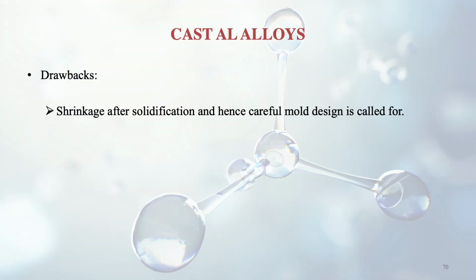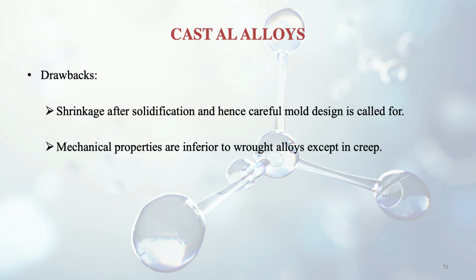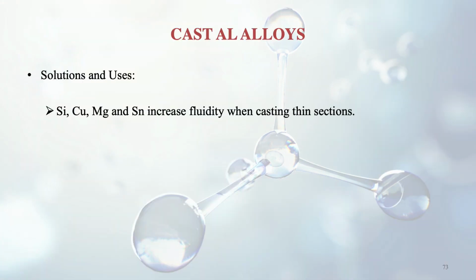Drawbacks are that shrinkage after solidification is there, and hence we have to be careful while designing the mold. And its mechanical properties as such are inferior to wrought alloys except in the case of creep resistance. And what can be the solution for these drawbacks and further applications? Like silicon, copper, magnesium and tin increase fluidity when casting thin sections.